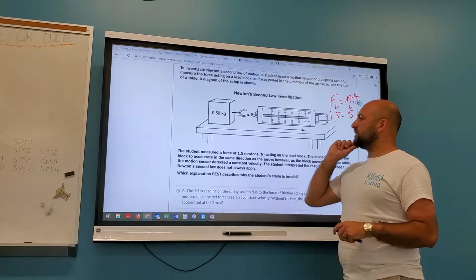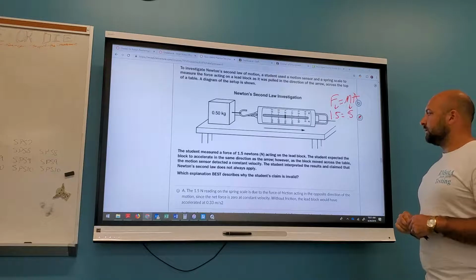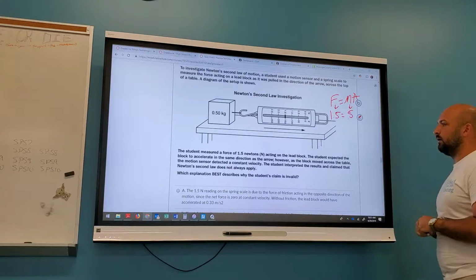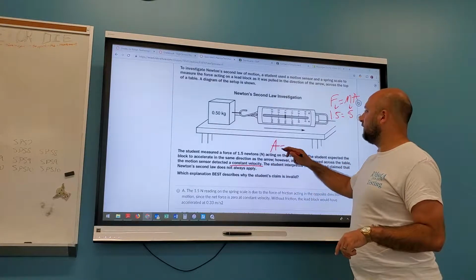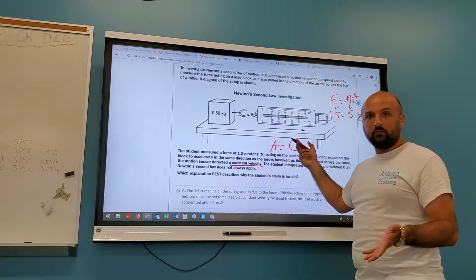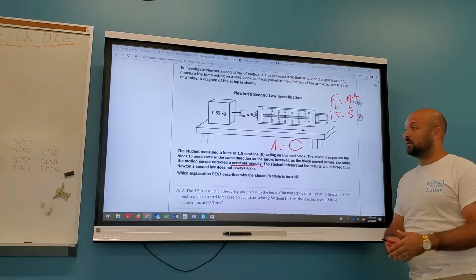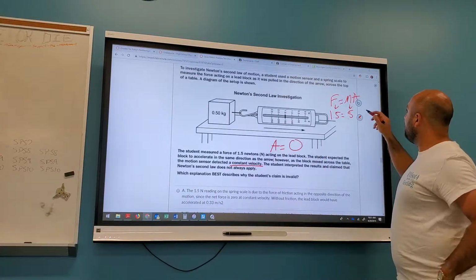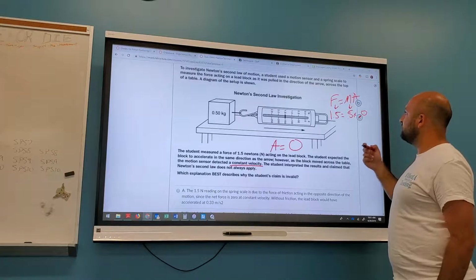Table, the motion sensor detected a constant velocity. The student interpreted the results and claimed that Newton's second law does not always apply. If you have a constant velocity, that means acceleration is 0, right? If I don't press the accelerator on my car, I keep that speed constant, right? Cruise control. So acceleration is 0. And if acceleration is 0, then the force is 0.